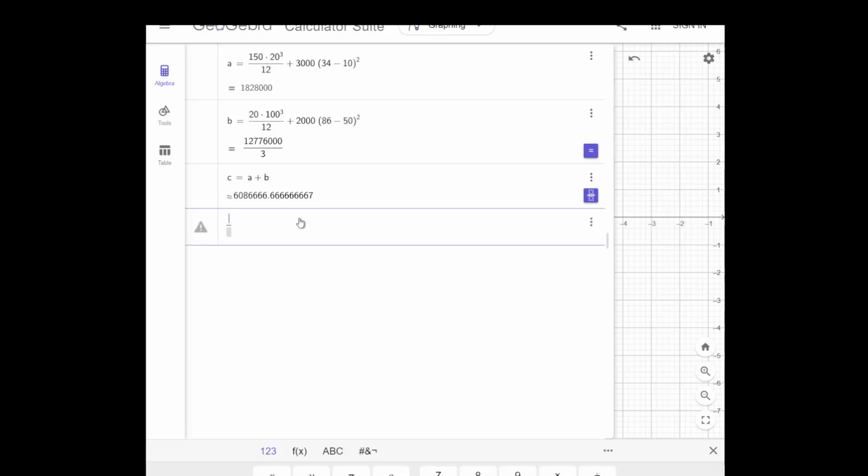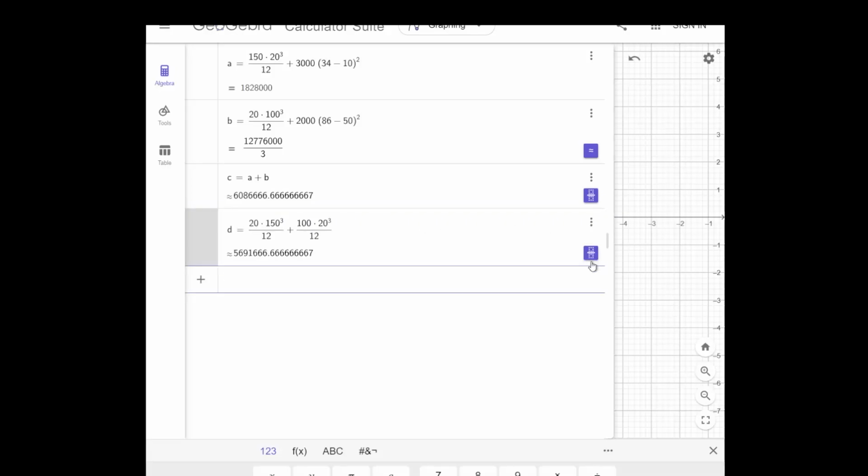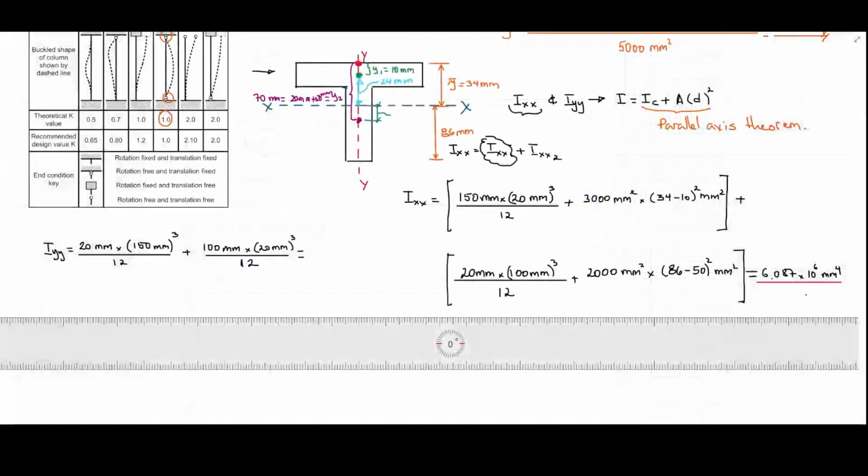I'm going to have then 20 times 150 to the power 3 divided by 12, plus 100 times 20 to the power 3 divided by 12. And that's going to give me that also big number, and I can round it up to 5.0692 times 10 to the power of 6 millimeter to the power of 4.